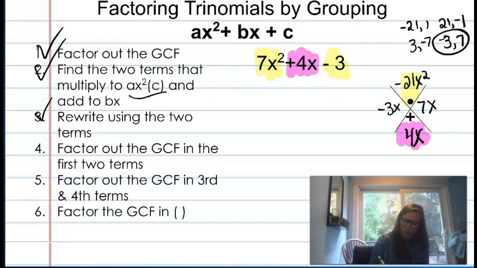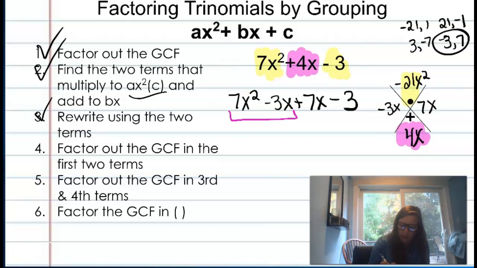Then we're going to rewrite it. We're going to keep the x squared, and instead of 4x, we're going to replace that with minus 3x plus 7x. The order doesn't matter. Then we're going to look at the first two terms. What is the GCF of those two? It's x. I'm left with 7x minus 3. So we're factoring out that GCF.